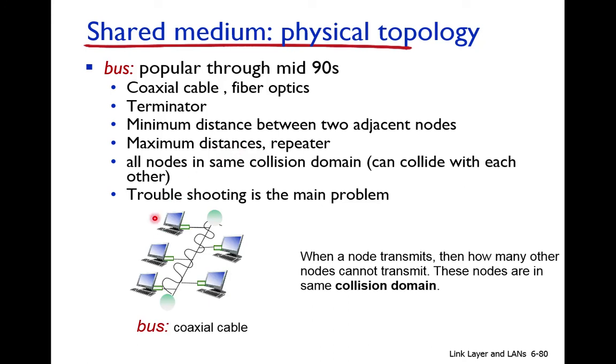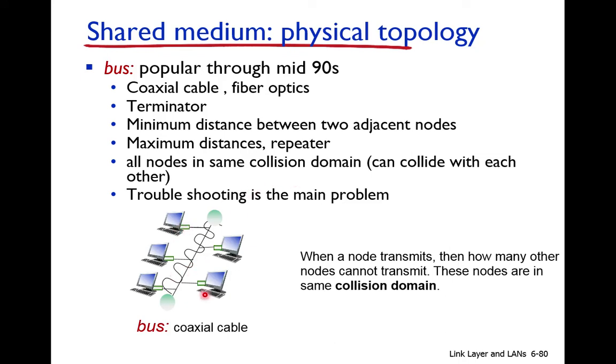And all the nodes are in the same collision domain. What does collision domain mean? If one node is transmitting, the other nodes cannot transmit, because this link is shared. So if one node is transmitting and the other nodes cannot transmit at that time, this is called collision domain. So in this bus topology, the first disadvantage is that all the nodes are in one collision domain. It means that if one node is transmitting the data, then the other nodes cannot transmit the data at that time. This is called collision domain.